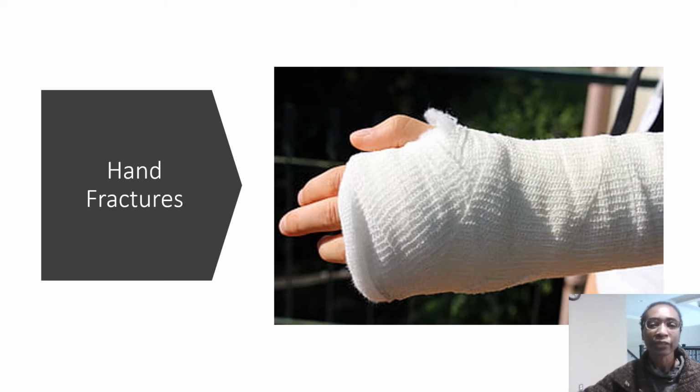I'm an occupational therapist. I'm going to share with you what to expect when you fracture your hand. Fractures of the hand are usually caused by falling on an outstretched hand. I will talk about fractures in the metacarpal bones. These bones are between the wrist and the knuckles.